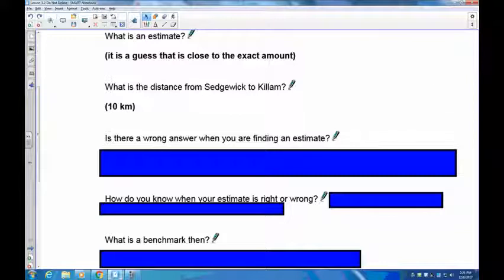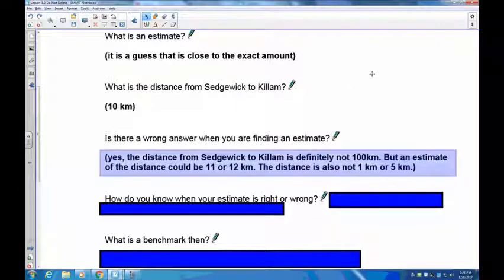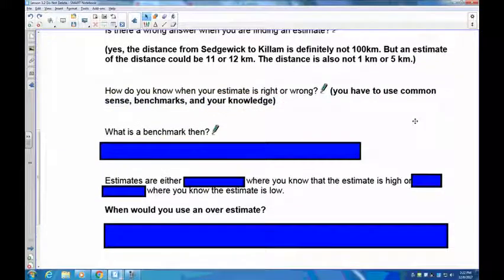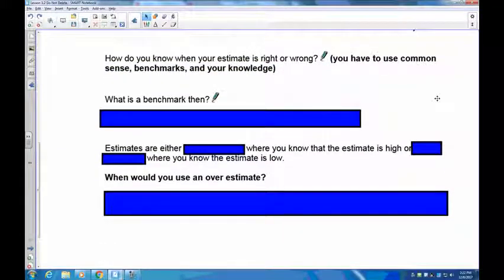All right, so is there a wrong answer? Well, yeah, there is. It's not 100 kilometers, all right? Your estimate should be around 11 or 12 or 9 or 10, but it could not be 1 kilometer and it could not be 5 kilometers. So that brings us to the question, how do you know when your estimate is right or wrong? Well, here's a solution, I guess. You have to use common sense, benchmarks, and your own personal knowledge in order to do this.